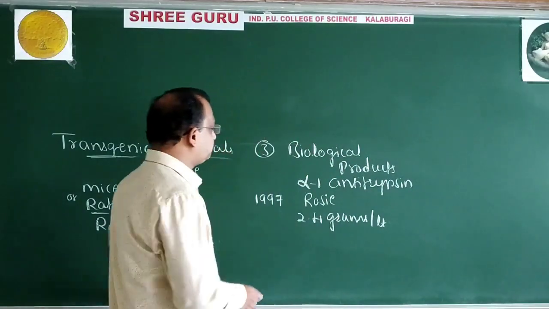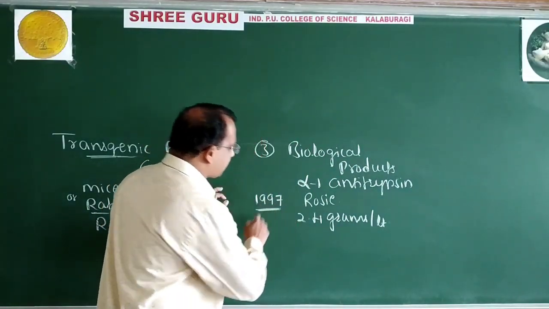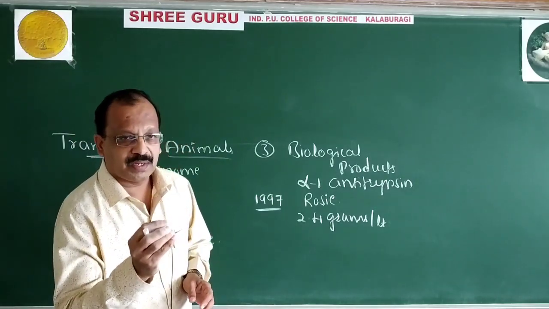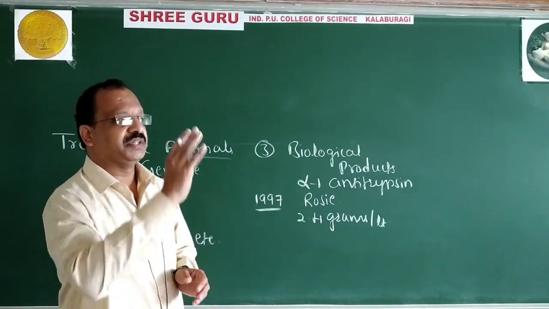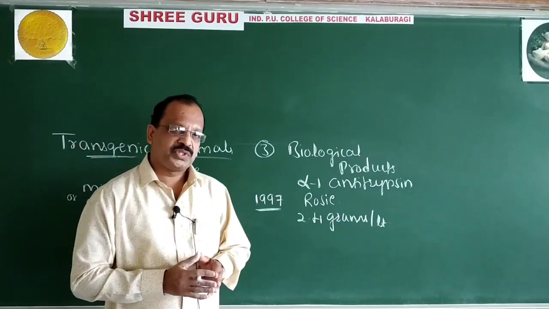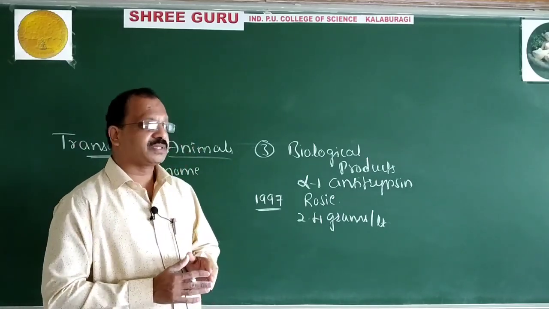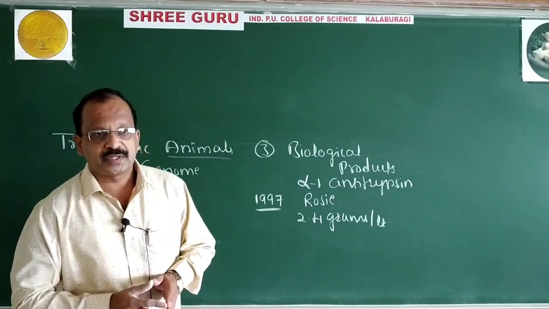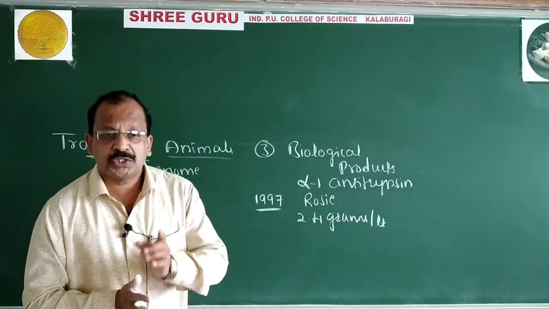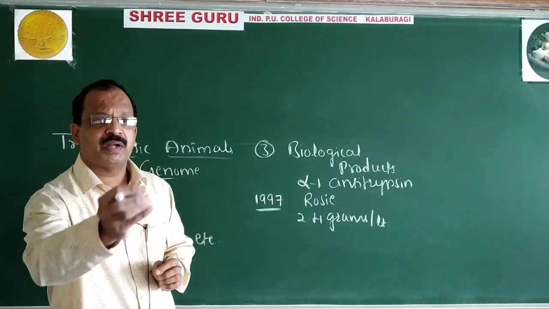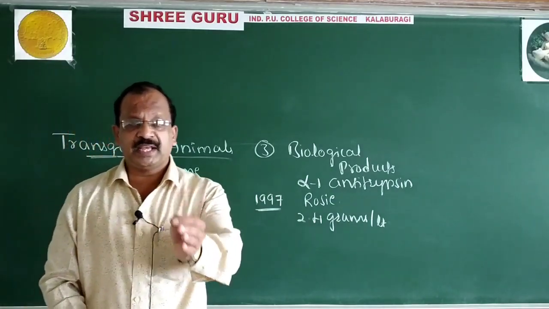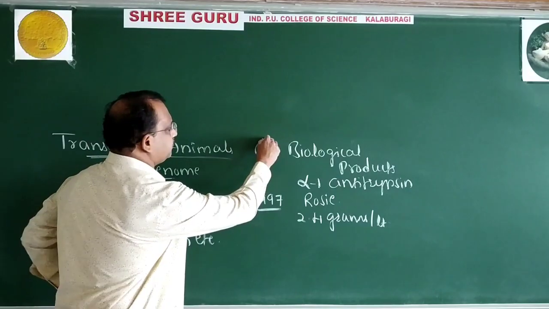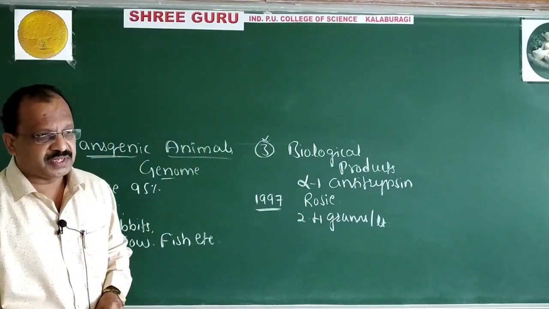I will repeat the matter. In the year 1997, first transgenic cow Rosie is produced with human lactoalbumin genes. The milk which is produced by the Rosie contain 2.4 grams of human lactoalbumin per liter, and it is considered to be nutritionally balanced food for human babies when comparing with natural cow's milk. So that ends the third benefit of this transgenic animal.